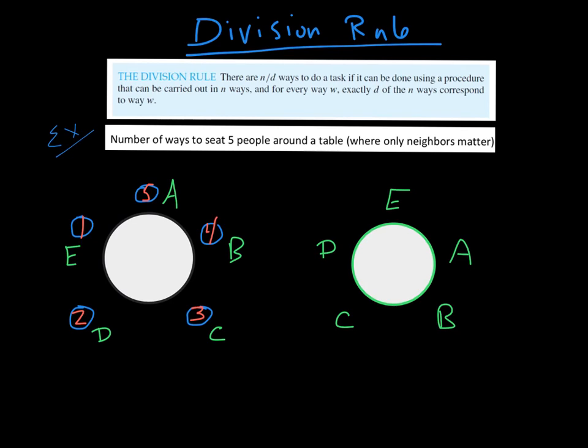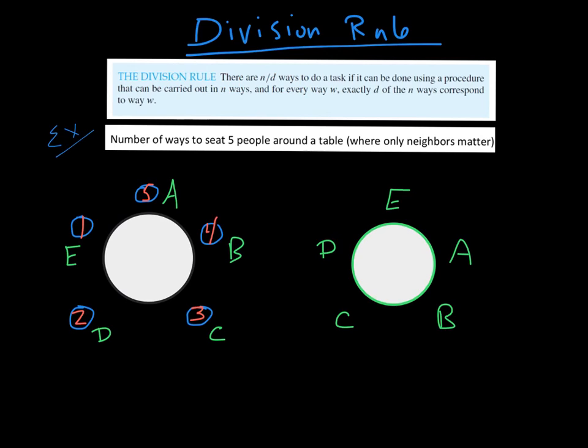I could rotate them around again where person A is sitting right here, with person E and person B beside, and that would be the same way again. So I can arrange A at any one of these 5 places, and as long as the same people are sitting beside them, it's the same way that they're sitting. So how can we apply the division rule to this?